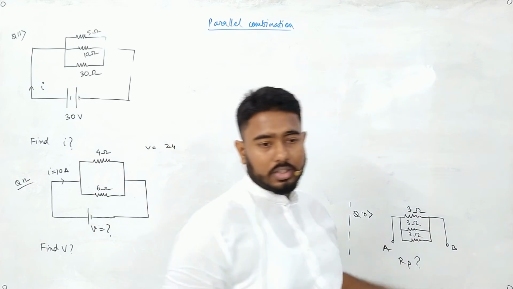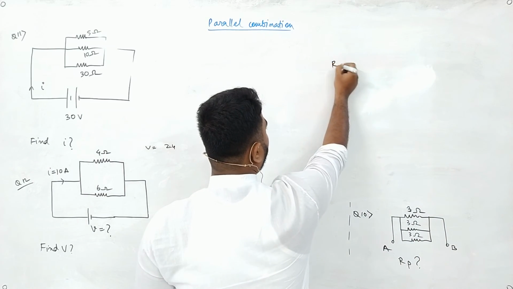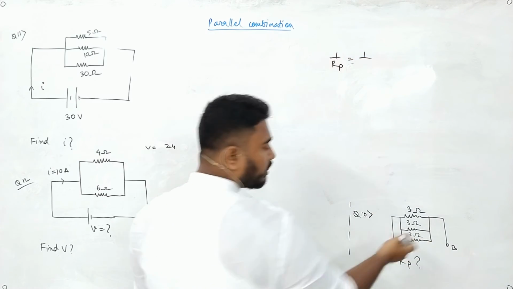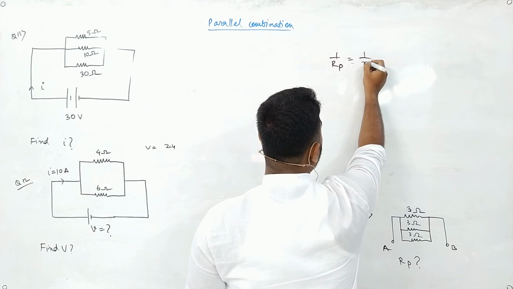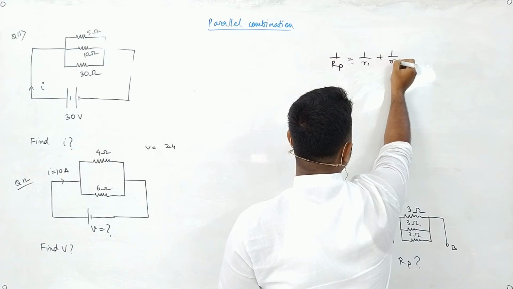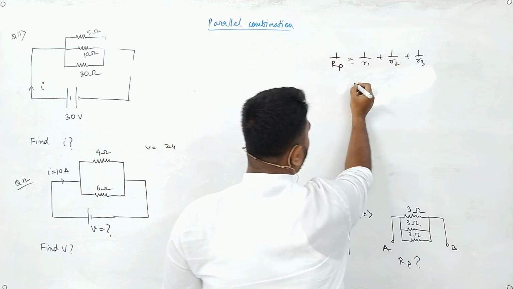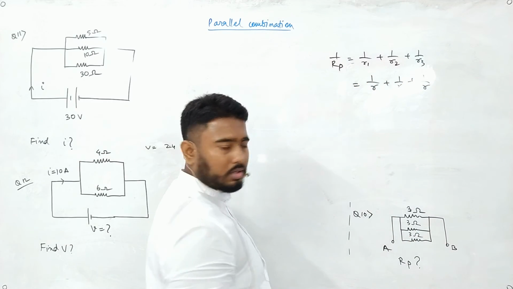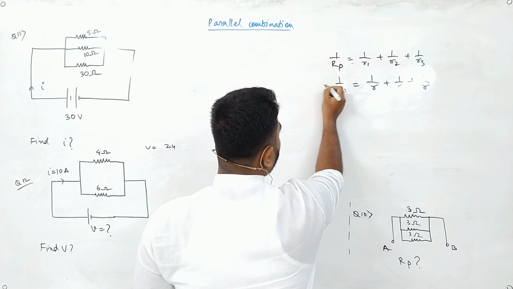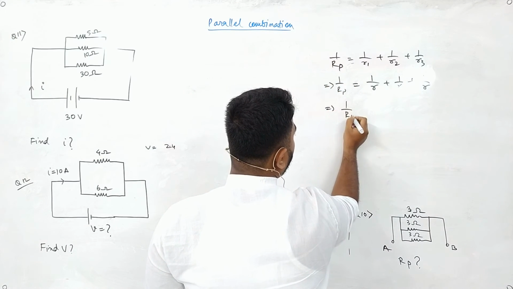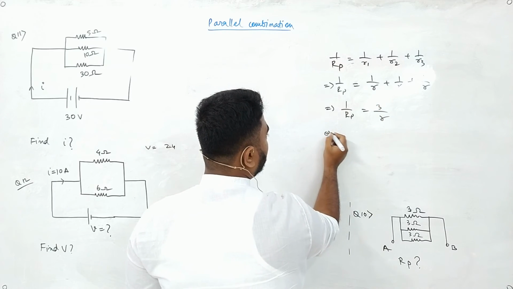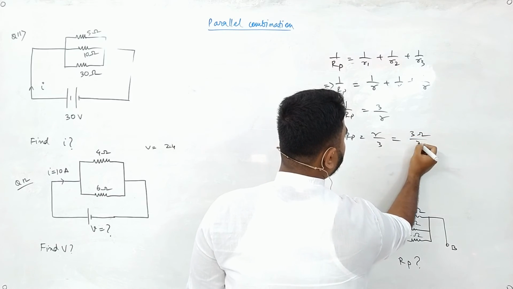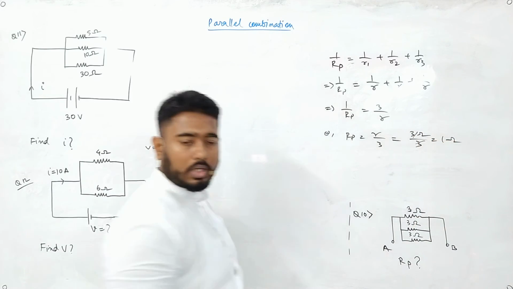Okay, so first we will do this one. This is very easy. 1 by R parallel will be, see, all of them are same, right? So 1 by R1 plus 1 by R2 plus 1 by R3. If all of them are same, then can I write it as 1 by R plus 1 by R plus 1 by R? So 1 by R parallel will be this one. So can I write 1 by R parallel as 3 by R? Or can I write R parallel as R by 3? R is 3 ohm. So that will be 3 by 3 or 1 ohm. Okay, this one is easy.